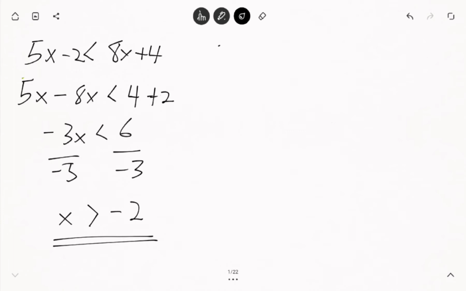Now let's have a look at another example. Say example number 2. We have 2x plus 3 is greater than or equal to 7x minus 1. Like we solved the first example, we're going to do the same thing. This time around, we're going to group like terms, but I'm going to move the 2x to the other side, or to the right hand side of this inequality.